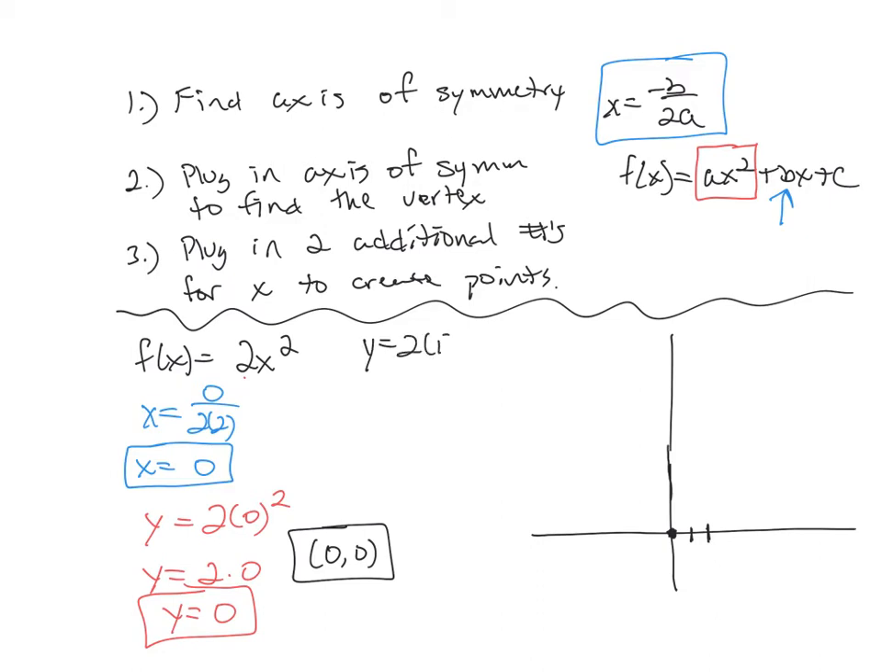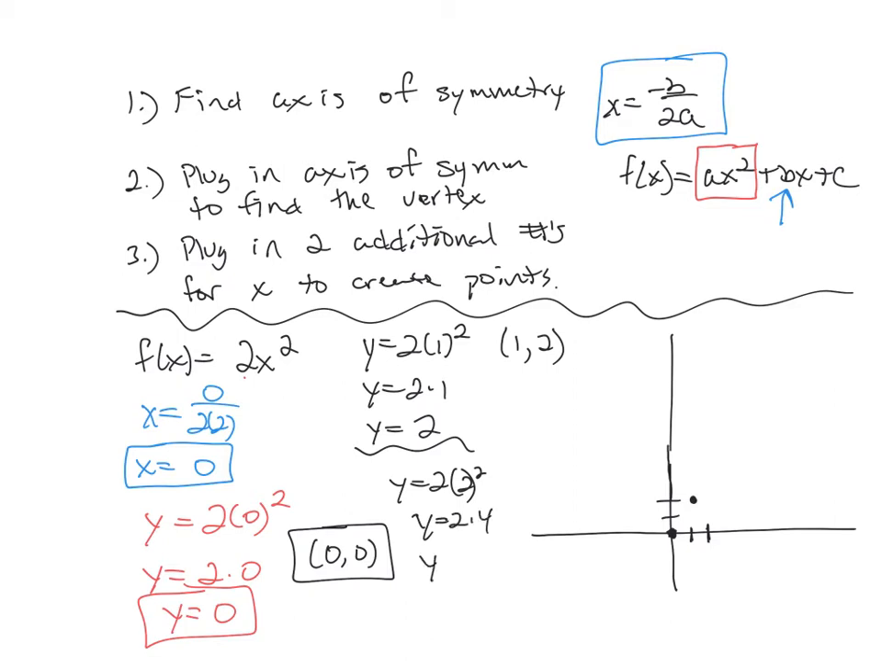So if I plug in 1, 1 squared is 1, and 1 times 2 is 2. Okay, so I just created a point like we did on our worksheets last week. I plugged in 1 and I got 2. Okay, and then I'm going to plug in 2 because that's the next number over. So 2 squared is 4, and 4 times 2 is 8. So again, I plugged in 2 and I got 8.